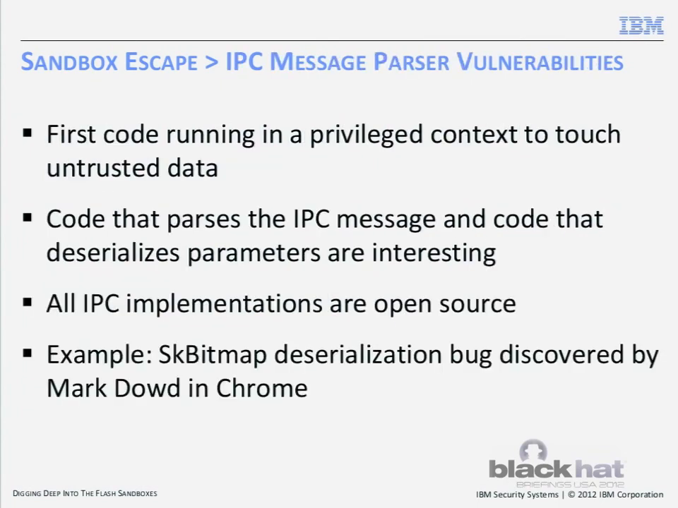The third one: one of the primary vectors for a sandbox escape is the IPC message parser, because most of the code runs in a privileged context and is the first code to touch untrusted data. Code that is interesting includes the IPC message parser and the code that deserializes IPC call parameters, especially those that are complex. All IPC implementations we have discussed are open source and a source audit is possible.